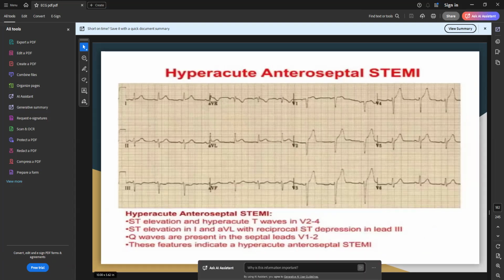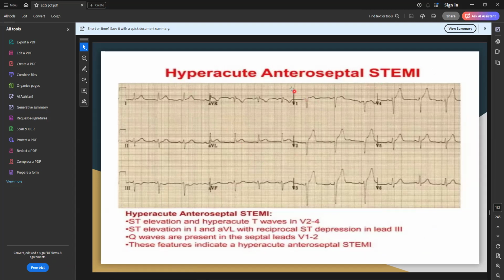This is the ECG showing hyperacute anteroseptal STEMI. In this anterior wall with septal involvement, you have to see the ST elevation in V1, V2, V3 and V4. All here you can see the ST elevation, with hyperacute T waves. This is the T wave. This is the ST elevation with hyperacute T waves. See, this is an almost normal T wave. Here it is hyperacute T waves.